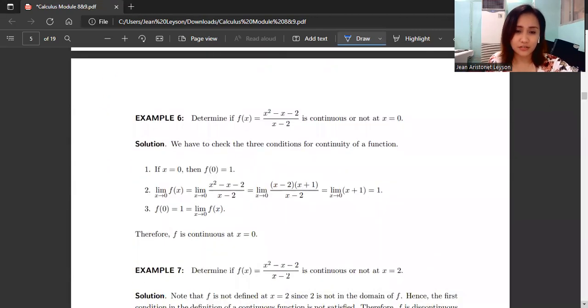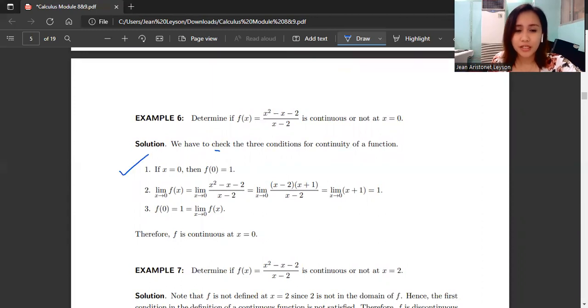Example number 6. Determine if the function f of x equals x squared minus x minus 2 over x minus 2 is continuous or not at x is equal to 0. So we still do the same thing. We need to satisfy the 3 conditions. So we have to check the 3 conditions for continuity of a function.